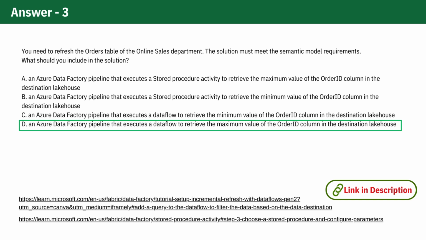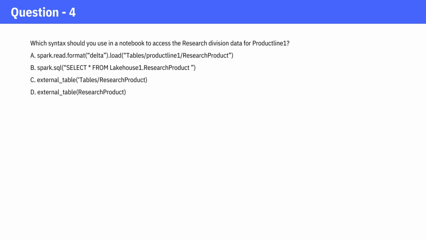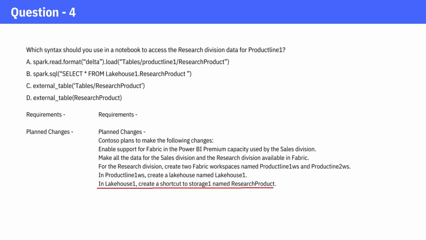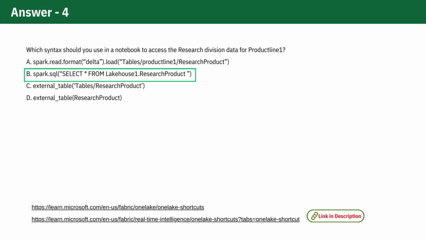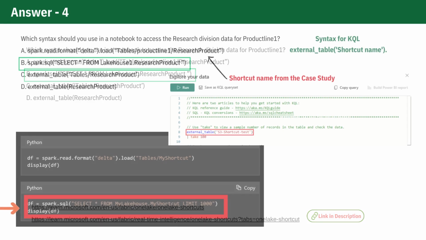There is a detailed explanation about incremental loads in the Microsoft documentation, which I will link in the description box for your reference. Now, let's move on to the last question for this case study. Which syntax should you use in a notebook to access the Research Division data for Product Line 1? Please pause the video and take a moment to think about it. The correct answer is option B because it has the correct syntax.